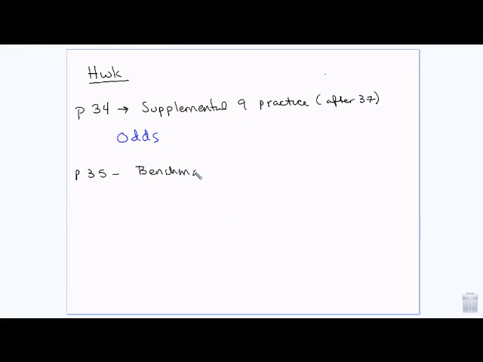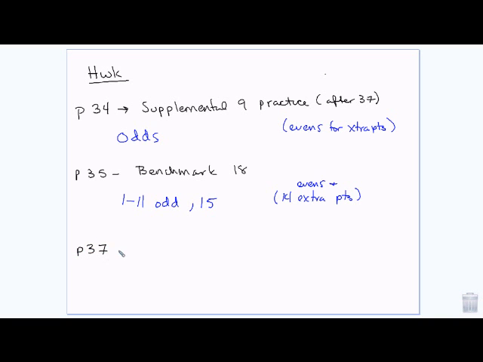So that's benchmark 18. Do 1 through 11 odds, and then 15. You can do 14 for extra points and evens. Same here, evens for extra points. And then finally, page 37. No, there is no page 36. Don't know what happened to it. It just died. Okay, and on page 37, I want you to do the odds. I've already done 9 for you, but I want you to do the odds, and then again, evens for extra points.